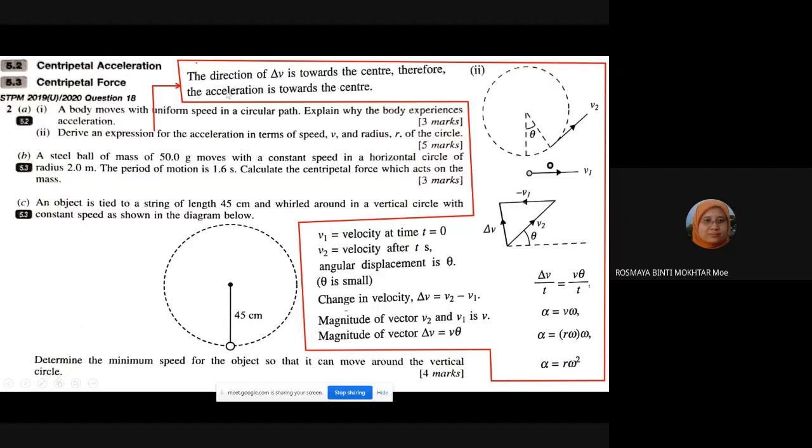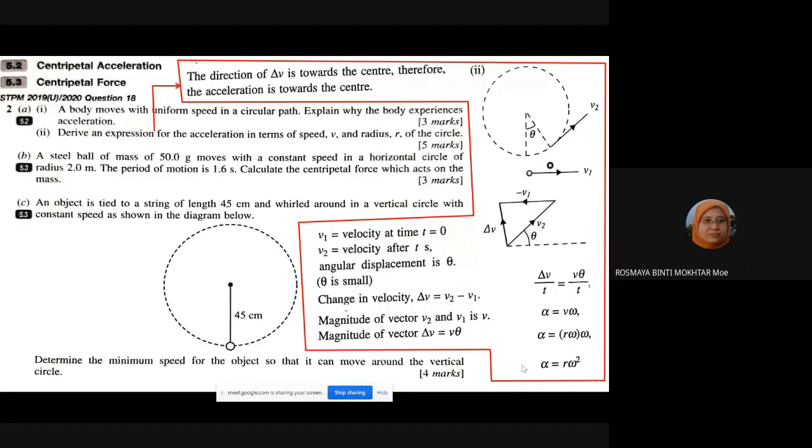You can rewrite the direction of delta v towards the center. Mentioned already just now, but haven't written yet. So we write the direction of delta v is towards the center. Therefore acceleration is towards the center, and the centripetal force follows the direction of acceleration, also towards the center of the circular motion. That's all for 2A2. Any question on 2A2? Understand? Okay, silence means understand.